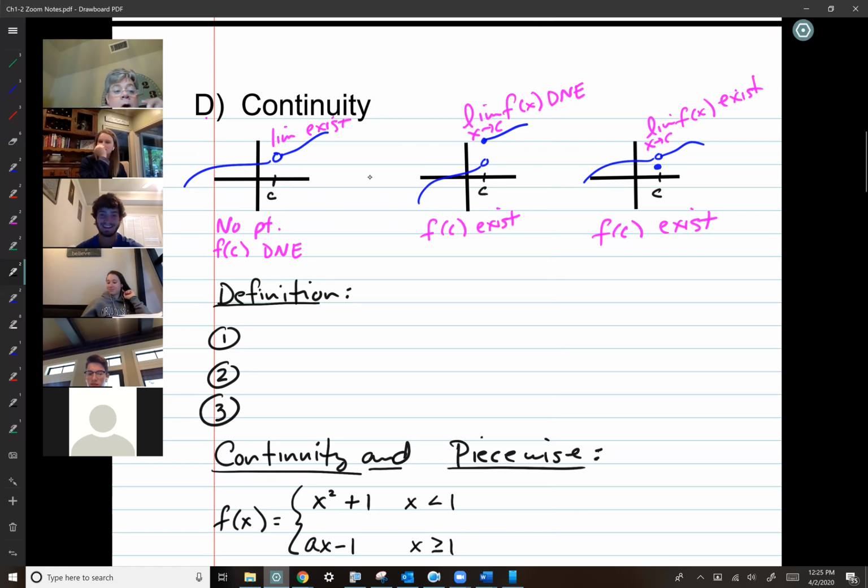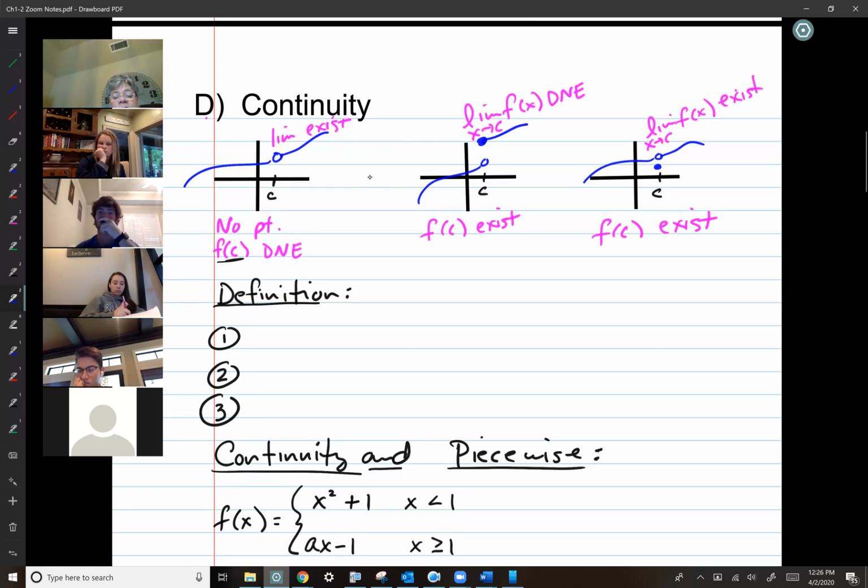But now look at the pink part. On the first one, when I look at it up here at the top, the fact that the two pieces come together means the limit exists, right? But it's because there's no point that it's not continuous. Another way of saying no point is to say that f of c does not exist. Just think in notation. On the second one, the limit doesn't exist, but the point does exist, because there's an actual point right there. And on the last one, the limit exists and the point exists, but it's still not continuous.